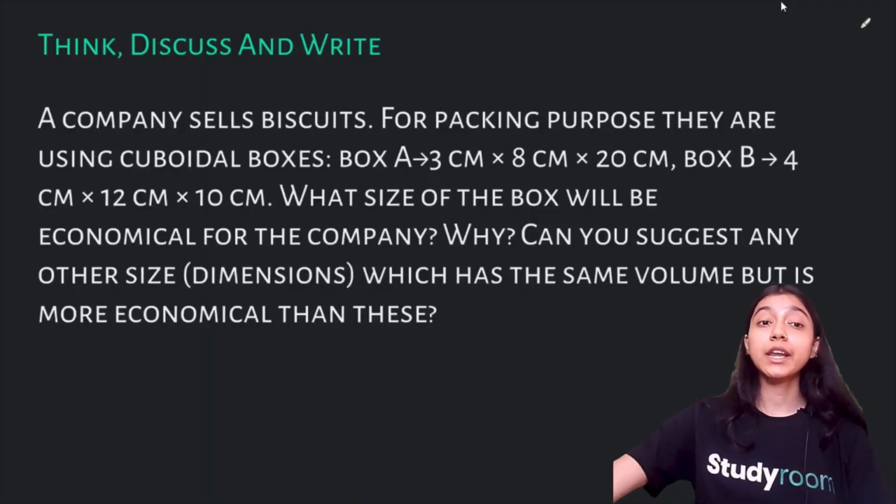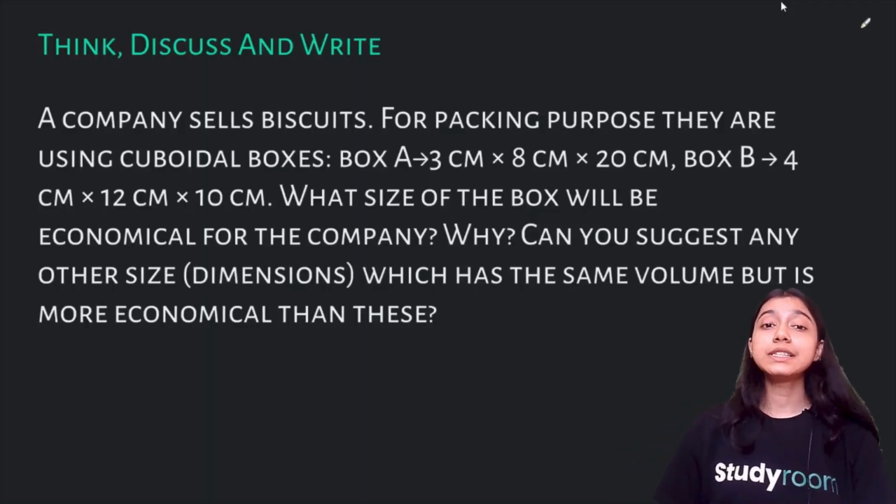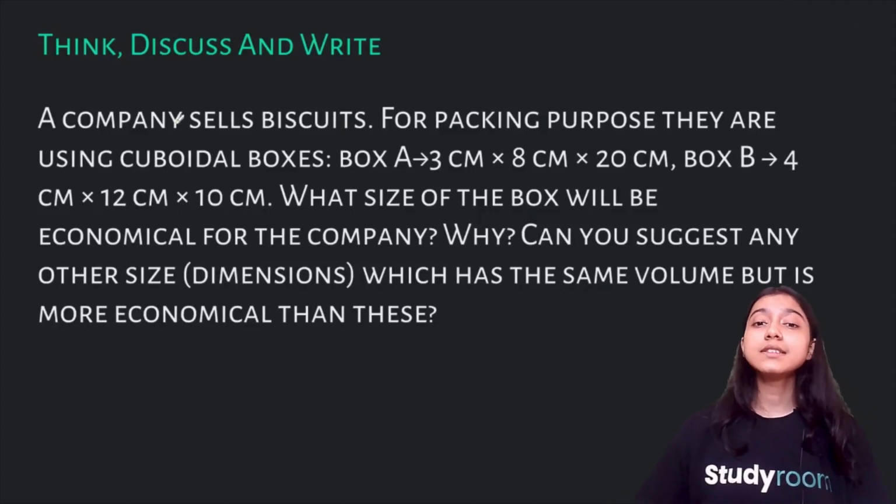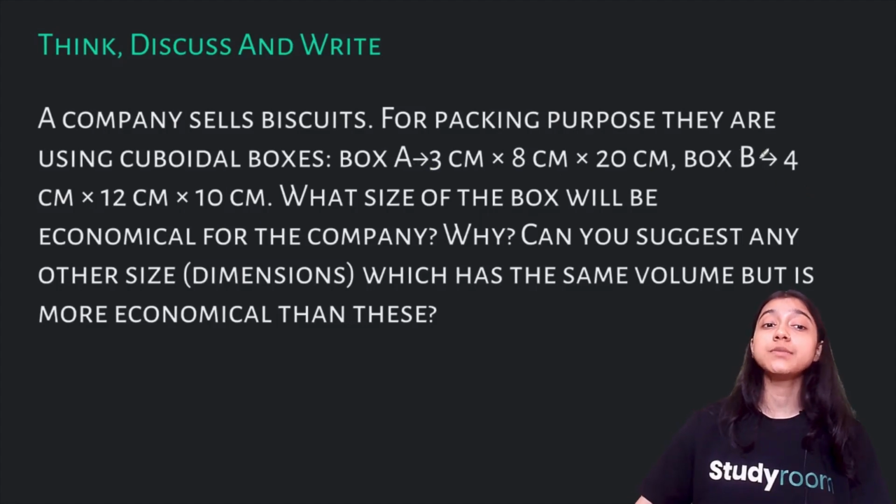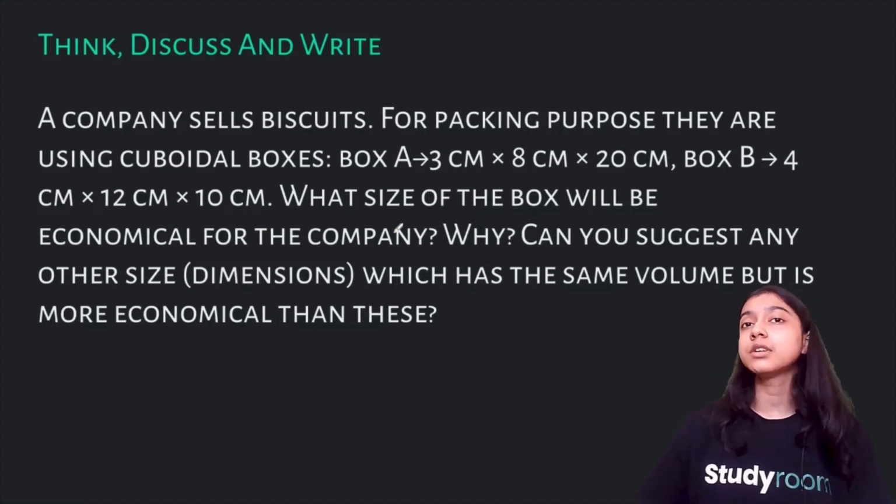Let's try solving another question. A biscuit company sells biscuits. For packing purposes, they use 2 different types of cuboidal boxes. Box A has dimensions of 3 centimeters, 8 centimeters and 20 centimeters. Box B has dimensions of 4 centimeters, 12 centimeters and 10 centimeters. We have to find which of the boxes, A or B, will be more economical to the company.